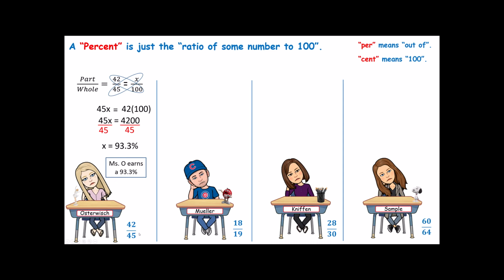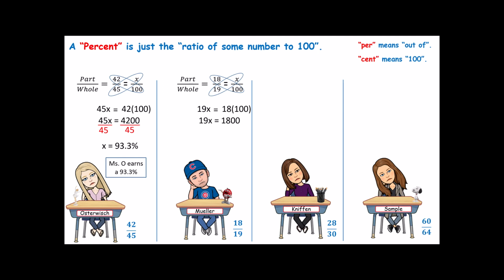Now, Mr. Mueller, on the other hand, got 18 out of 19. We're going to see how many he got out of 100 using the same method. 19 times x, 18 times 100. The means extremes property says that if those two ratios are the same thing, then the means and the extremes will be equal to one another. And we can solve his the same way. 19x equals 18 times 100, so 18 times 100 is 1800.